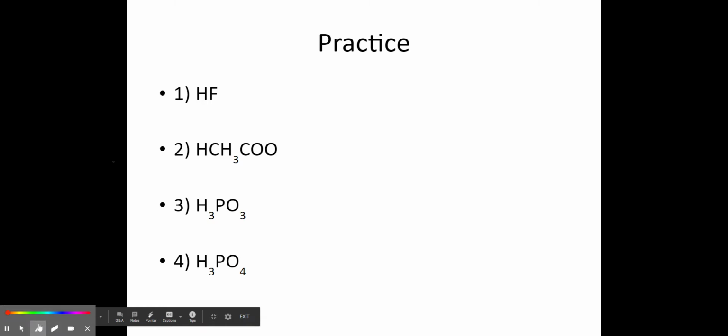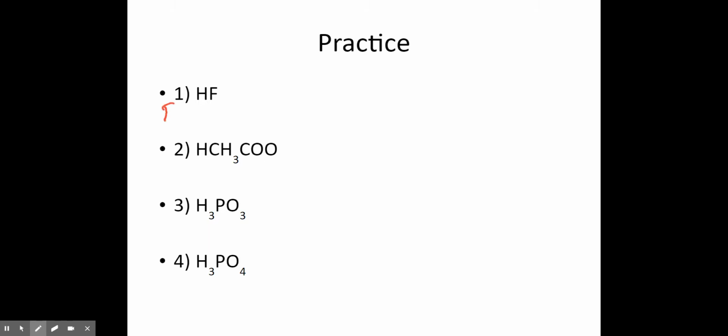Now we're going to do some practice. So again, remember, if it's binary, it starts with hydro. If it's more than two elements, we have to look on our polyatomic ion sheet and name it from the polyatomic ion. So our first one is binary. Okay. So it gets hydro. This F is for fluorine. So we write fluor, change the ending to IC, and then acid. So HF is hydrofluoric acid.